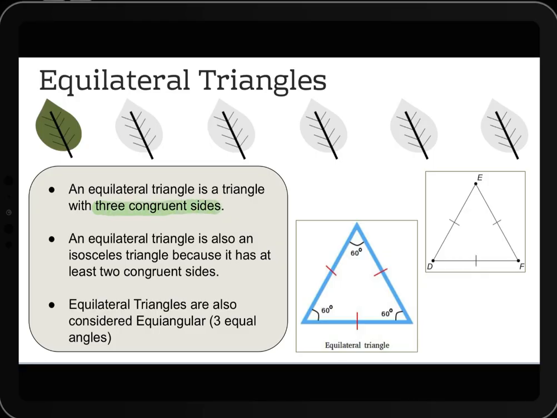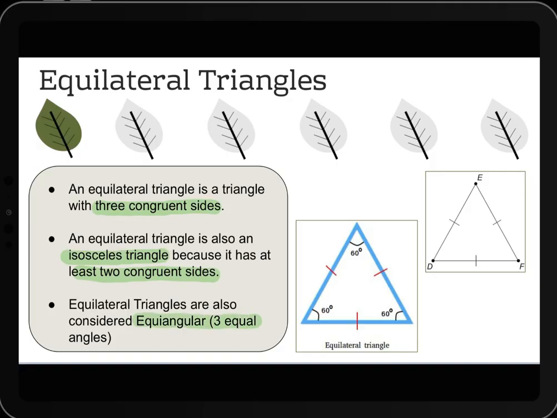An equilateral triangle also is an isosceles triangle because it has at least two congruent sides. So to be isosceles, you have to have at least two. It has three, so it does have at least two. And also, equilateral triangles are equiangular.